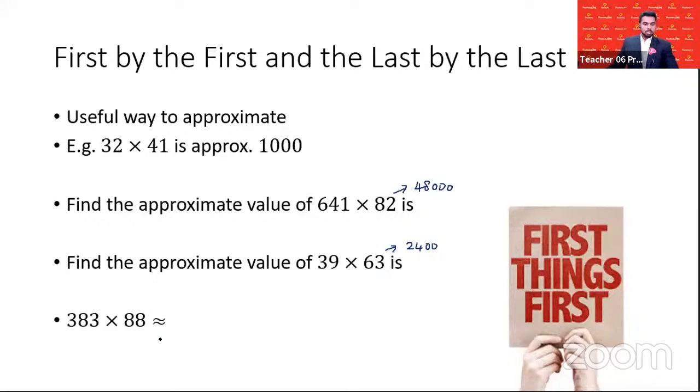Now I'm introducing the notation for approximation. So if you want to just say the approximate value of 383 times 88, you can use this slightly bent version of the equal to sign. This is denoting the approximate. So what is the answer to this? You can do 400 times 90. What is 400 times 90? That is 3 zeros. So this answer 383 times 88 is approximately 36,000. And in fact, the actual answer is going to be less than that.